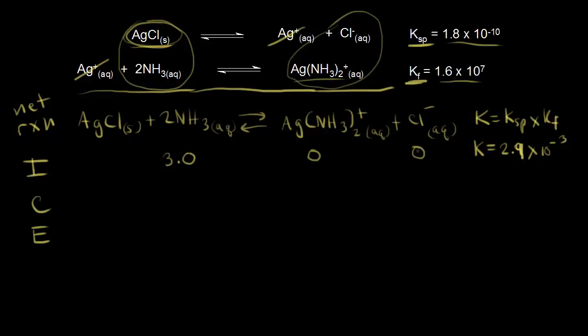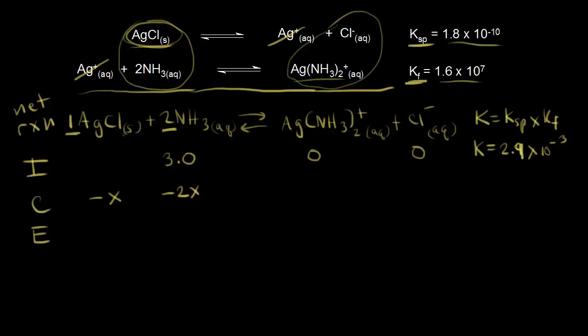So now we add our silver chloride to our solution of ammonia, and some of our silver chloride is going to dissolve, and so we make that concentration x. So we're losing a certain concentration of silver chloride, so we write minus x. Next, we look at our mole ratios. So the mole ratio of solid silver chloride to ammonia is 1 to 2. So for every 1 mole of silver chloride that dissolves, we're also going to lose 2 moles of ammonia. So we write minus 2x here.